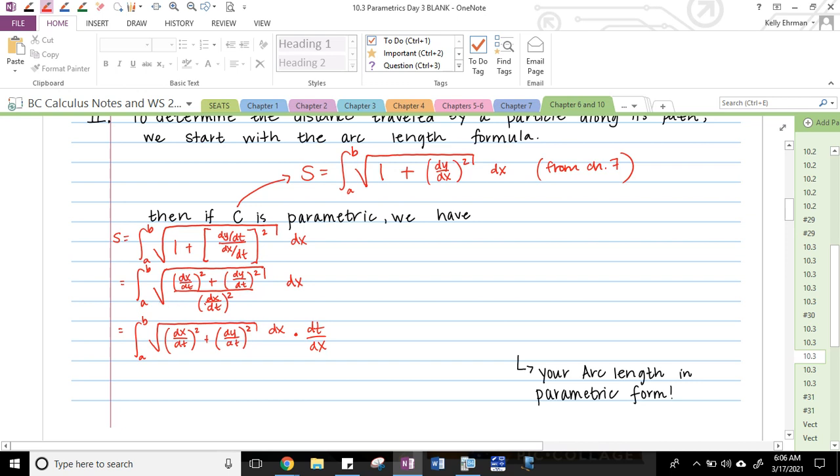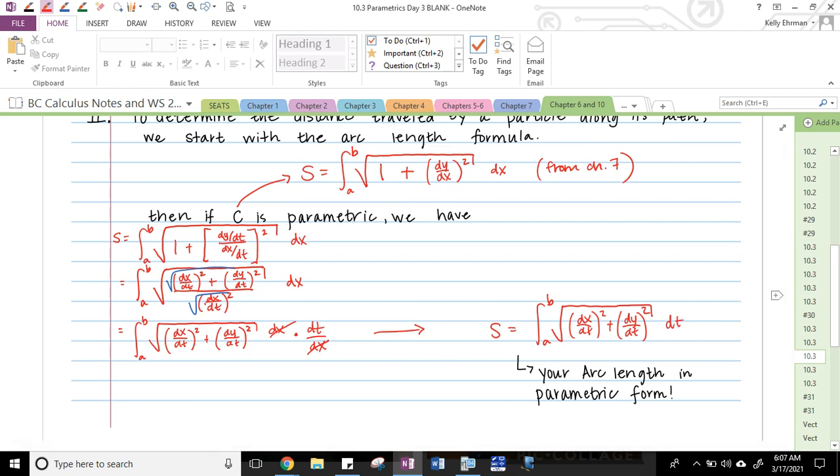So I took the square root of the denominator, right? Instead of dividing by dx dt, I can multiply by dt dx. All right, and then these dx's cancel, and so we get our arc length formula. I'm going to keep using s, even though it said c. So s is equal to the integral from a to b of the square root of dx dt squared plus dy dt squared dt. So this is your arc length formula in parametric form.